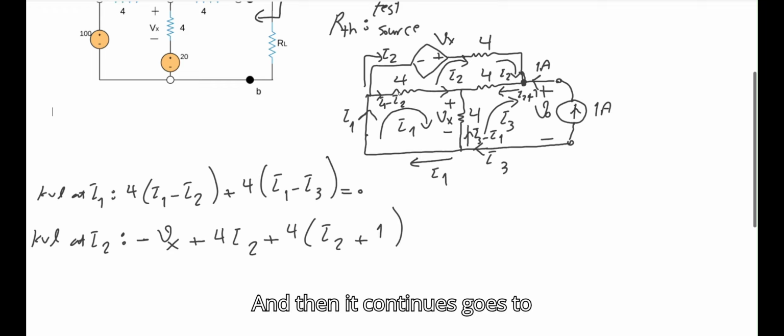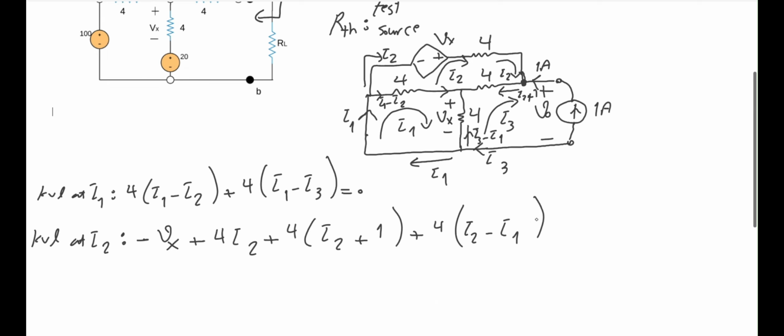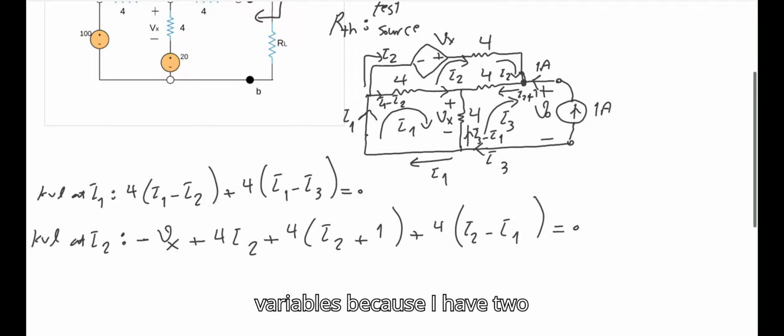And then it continues, goes to this 4 ohm resistor. So it would be plus 4 times, and the direction that I'm considering for this loop is the opposite of this direction, which is I1 minus I2. So the opposite direction becomes I2 minus I1 equals 0. So I have 2 equations, but as you can see, there are 1, 2, 3, and 4 unknowns. I need to reduce my unknown variables. I need to have at most 2 variables because I have 2 equations.